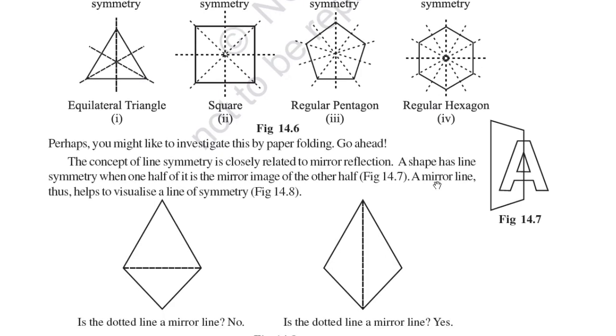Go ahead. And the concept of line symmetry is closely related to mirror reflection. The one side is the reflection of the other side. A shape has line symmetry when one half of it is the mirror image of the other half. A mirror line thus helps to visualize a line of symmetry.